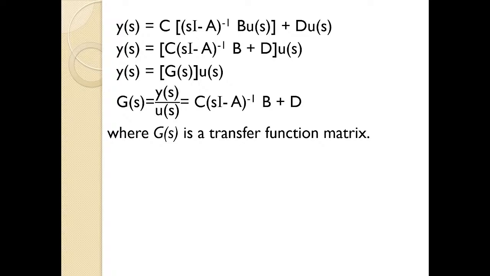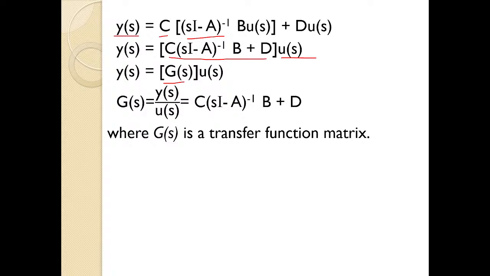So Y(s) is equal to C(sI - A)^-1 BU(s) + DU(s). Now further you just simplify it. Take U(s) common, you will get Y(s) = [C(sI - A)^-1 B + D]U(s). Okay, so replace this whole term by some notation G(s). So Y(s) = G(s)U(s).